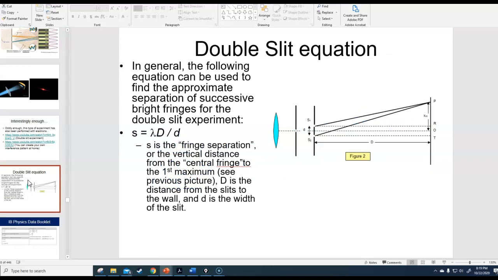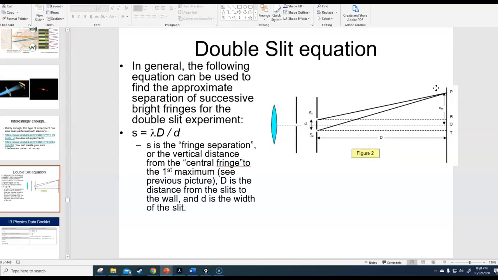Okay, so as much fun as it is to talk about wave-particle duality, let's not go there. Let's talk about doing calculations with double slit problems. We're not going to do anything too crazy, but you do have an equation given to you in the data booklet that's called the double slit equation. And here's basically what it looks like.